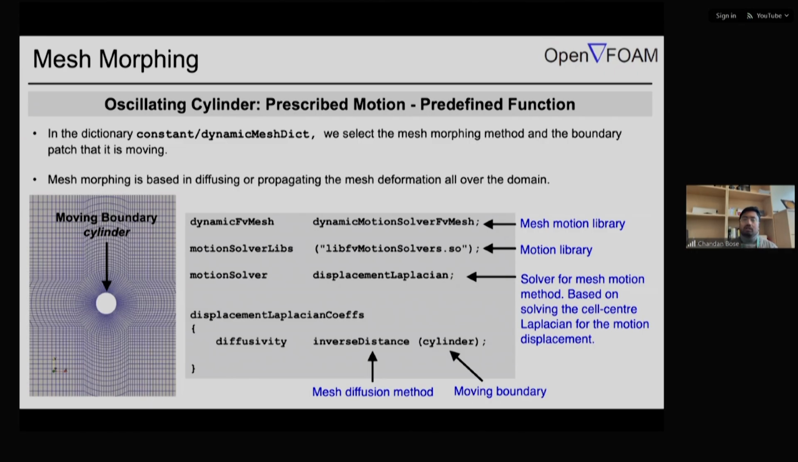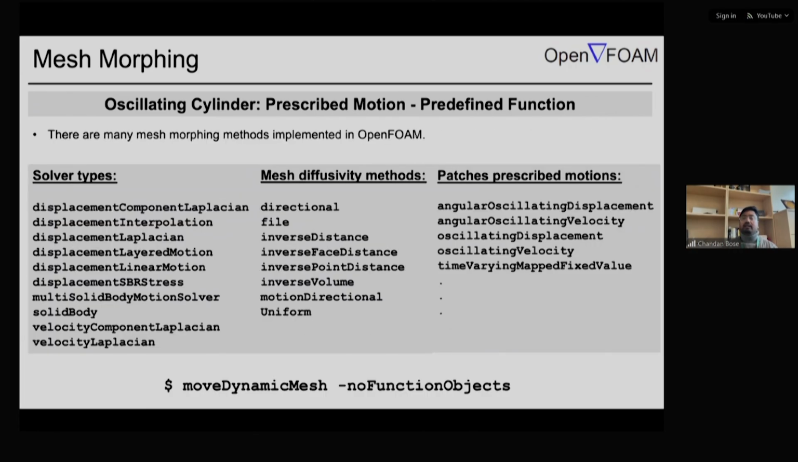All right. So this is a standard setup of how we set up the dynamic mesh dict. But here I'm just showing you a list of different types of solvers or different types of diffusivity methods, as well as different types of motion that you can incorporate here. Okay, so that's not the only option.